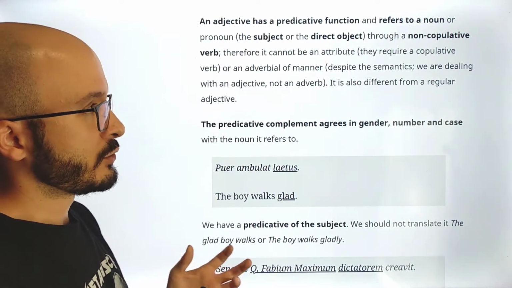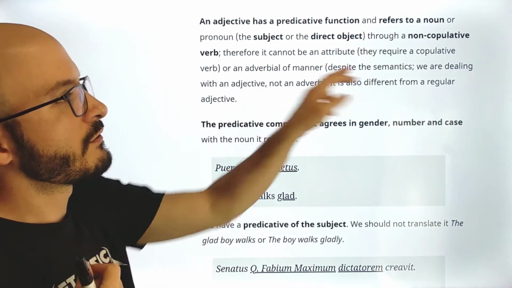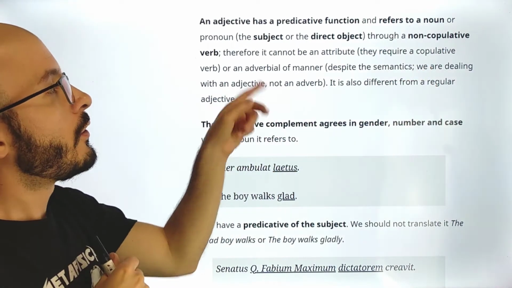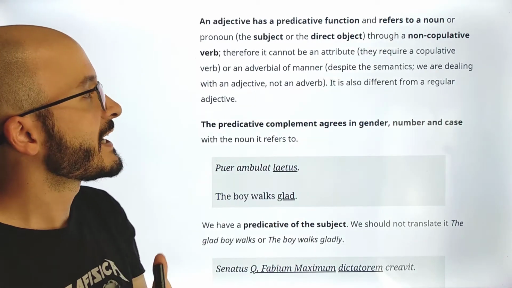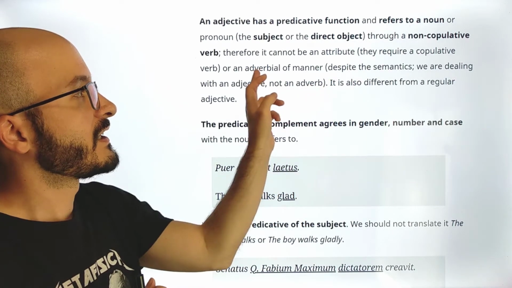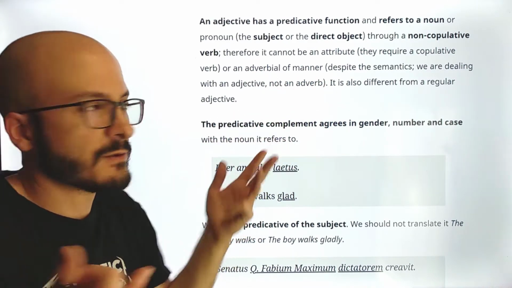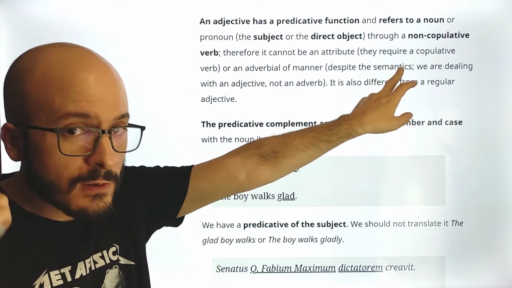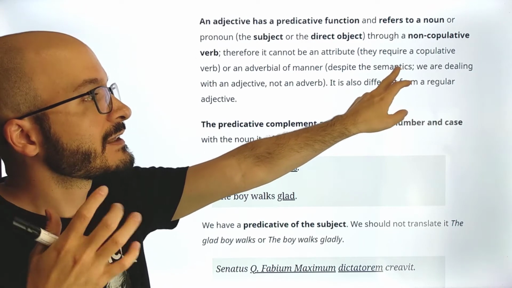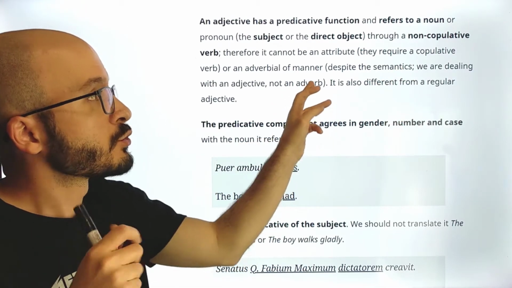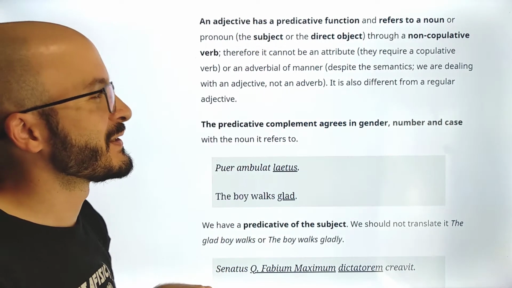Therefore, it cannot be an attribute because attributes require a copulative verb. I never know if it's copulative or copulative, I don't know. Or an adverbial of manner. Despite the semantics, we are dealing with an adjective, not an adverb. Adverbials have the nature of an adverb. That's why they are called adverbials. But it might look by the meaning like some kind of adverb, but no, because we are dealing with an adjective. We are always dealing with an adjective, unless it is a noun, like we are going to see later.